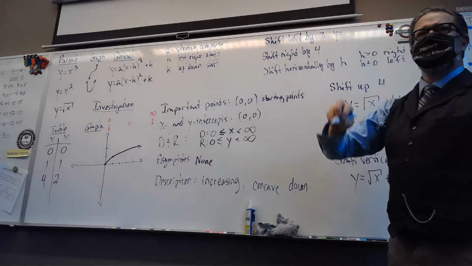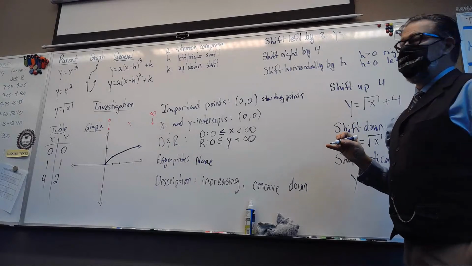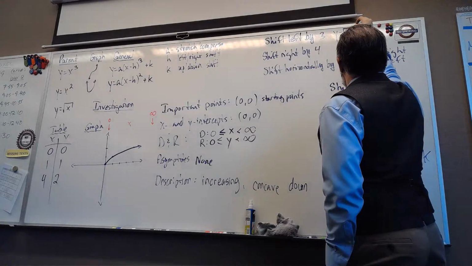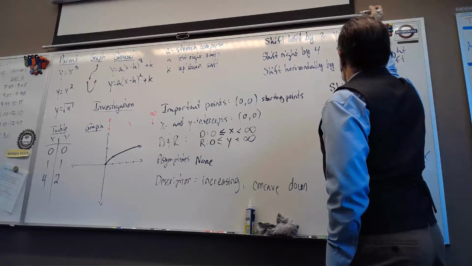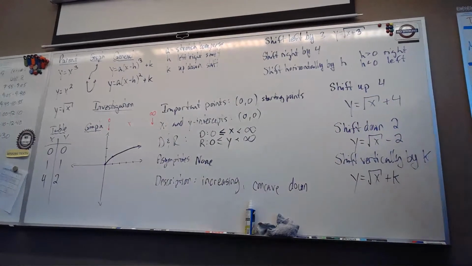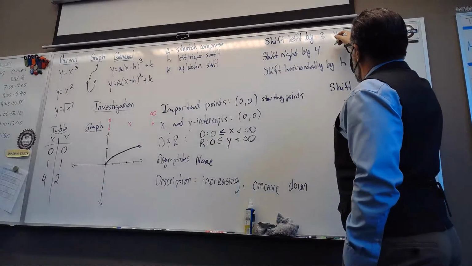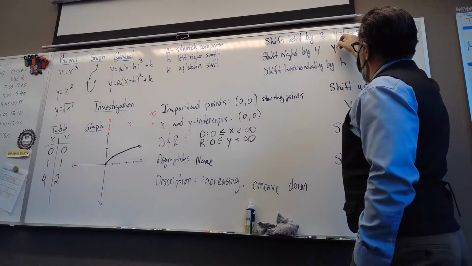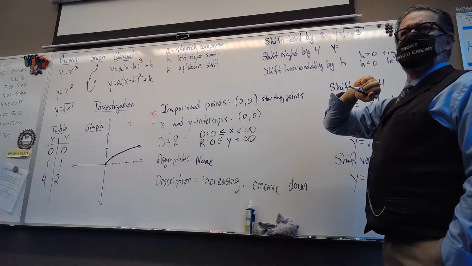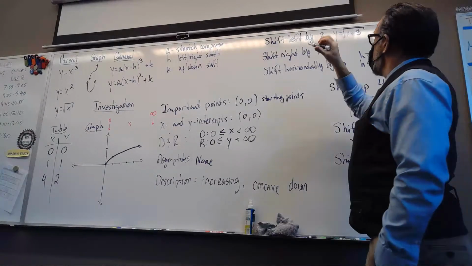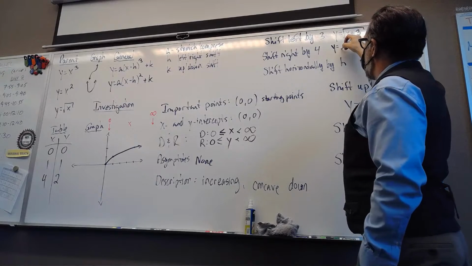Brett. Left by 3. Square root of x minus 3 or plus 3? Square root of x plus 3, inside the square root symbol instead of outside the square root symbol. Inside. Yeah. I was just emphasizing because you said it that way. Alex, right by 4. Square root of x minus 4, inside or outside? Inside.